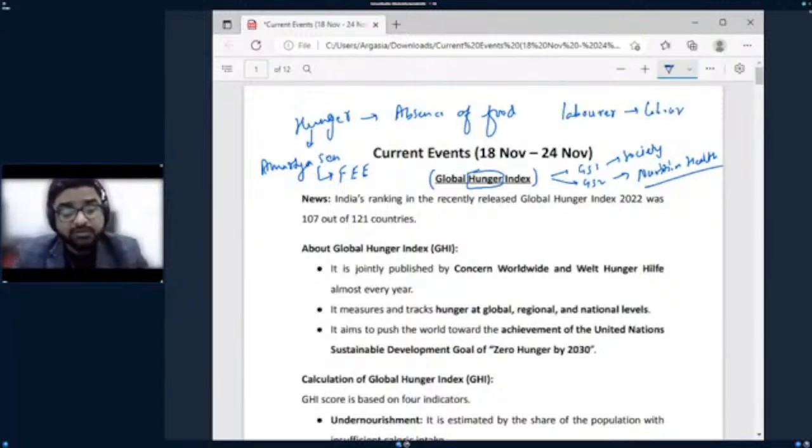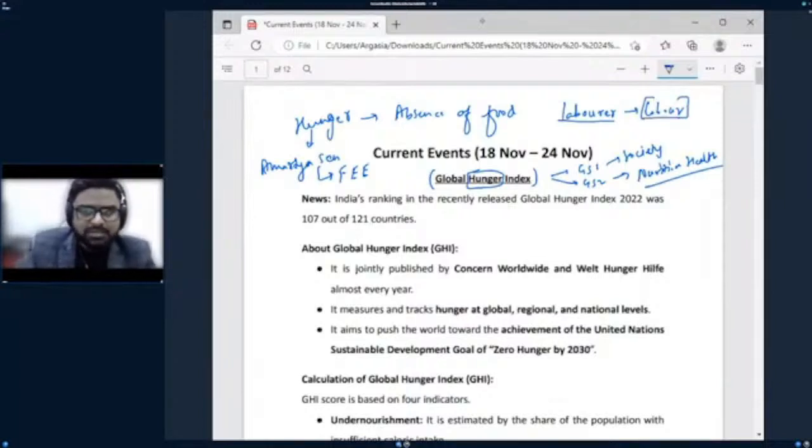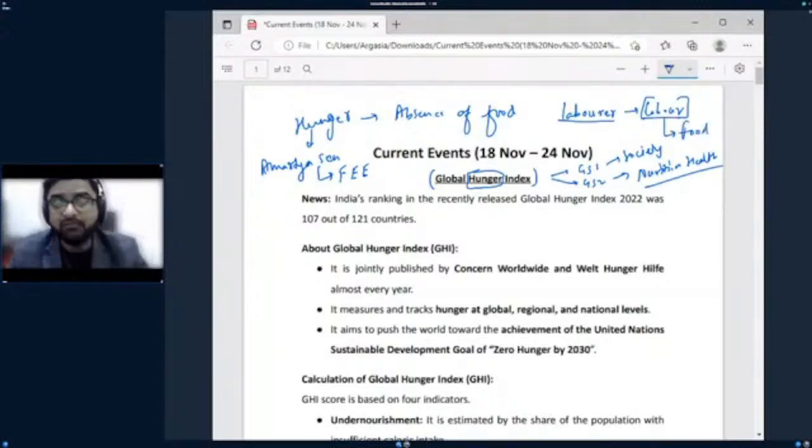It says that we have sufficient food to feed every mouth, every stomach. The problem comes when the laborer is unable to convert their entitlement, that is labor, into food. For a laborer, the entitlement that person has is labor. When that person is unable to convert this labor into food, that is the problem. Basically, he is saying that it is a governance problem.